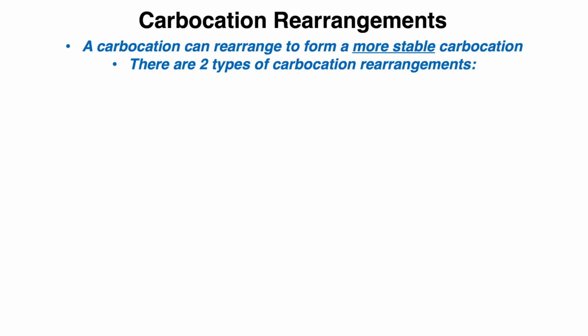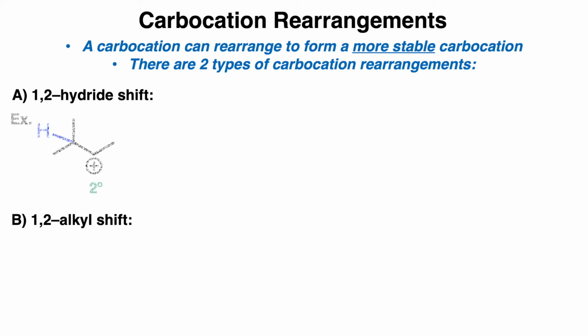And there are two main types of carbocation rearrangements, a 1,2 hydride shift and a 1,2 alkyl shift. In a hydride shift, the bond of an adjacent hydrogen moves to the carbocation, and this rearrangement then moves the carbocation to a more stable tertiary position.